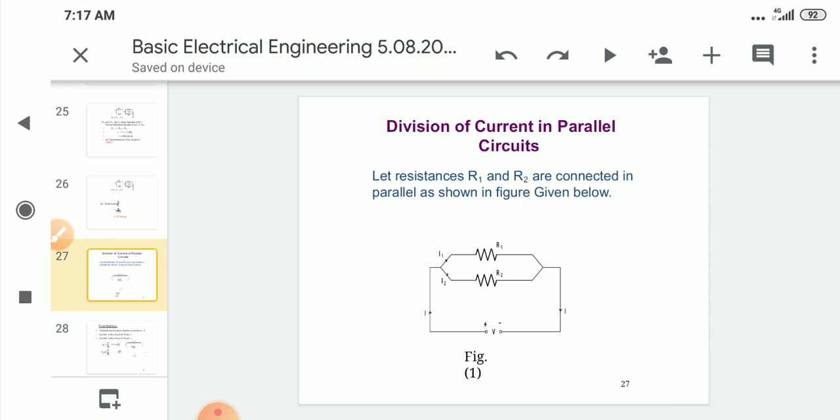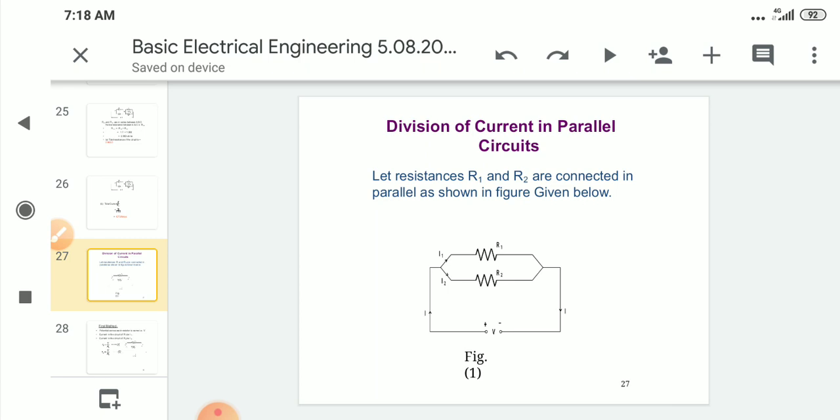In this way, we have to calculate our equivalent resistance. Mostly, we have to find the equivalent resistance by solving, as some resistances are in series and some resistances are in parallel. Then we simplify our circuit. Now, let's see the division of current in parallel circuits. This is the next topic.